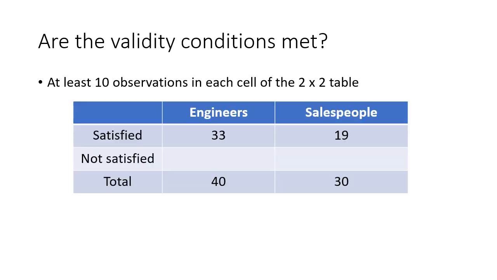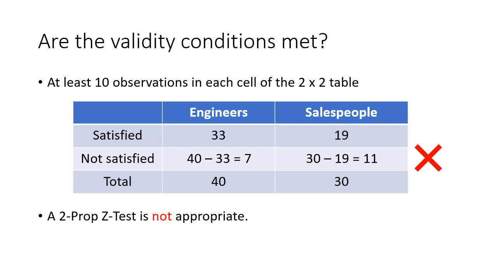We know the total number of engineers and salespeople surveyed, and we know how many of each were satisfied. We can fill in the not satisfied row by subtracting. 30 minus 19 gives 11 salespeople who were not satisfied. And 40 minus 33 gives us 7 engineers who were not satisfied. But 7 is less than 10, which means that the validity conditions for a two-proportion z-test are not met. So this test is not appropriate.